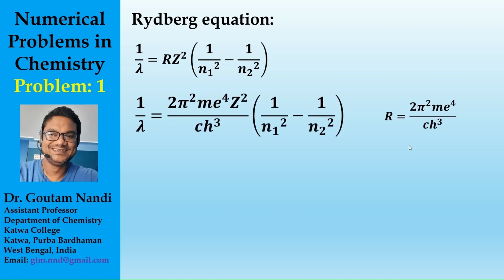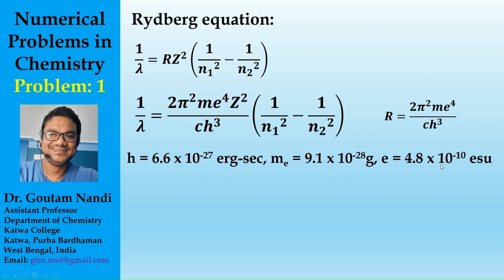Why? Because the R is actually 2 pi square m e to the power 4 by Ch cube, where m is the mass of the electron, e is the charge of the electron, c is the velocity of light, and h is the Planck constant. We already know all these values because these values are already provided, and the value of c is 3 into 10 to the power 10 centimeter per second in the CGS unit.